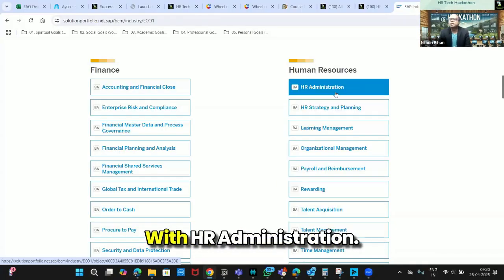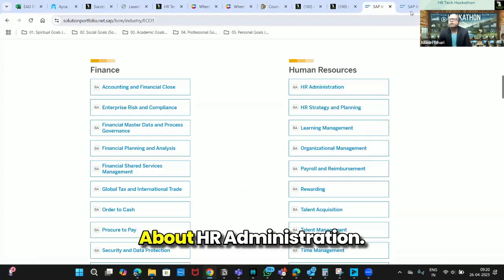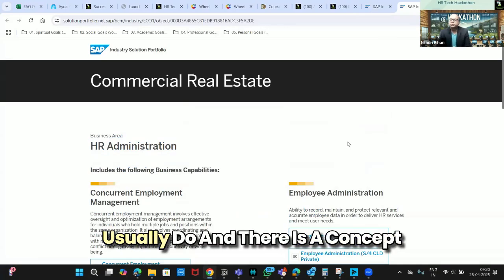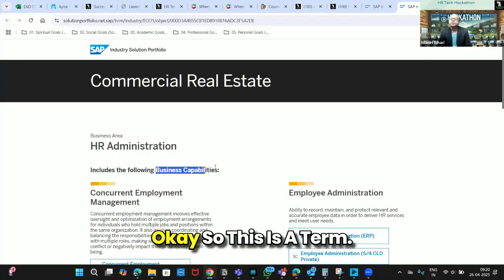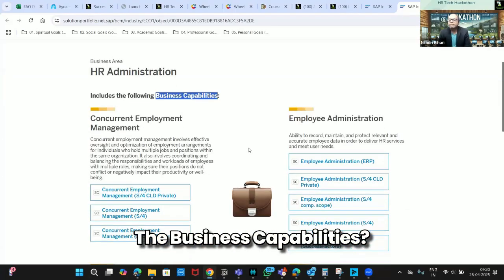So we will start with the HR administration business area today. Let's talk about HR administration. What does HR administration usually do? And there is a concept under business area. We have something called business capabilities. This is a term from enterprise architecture terminology. So what are business capabilities?